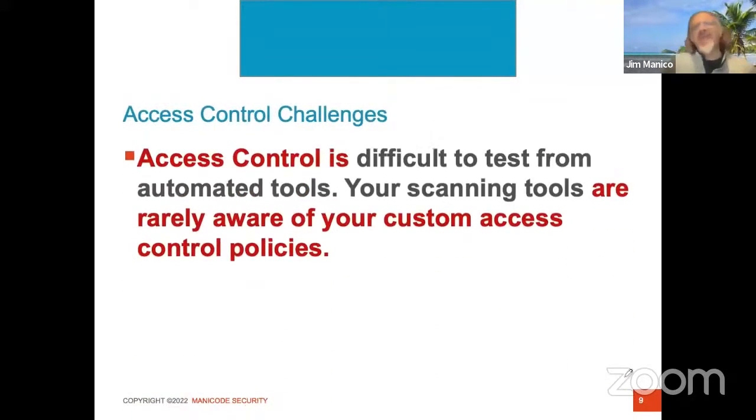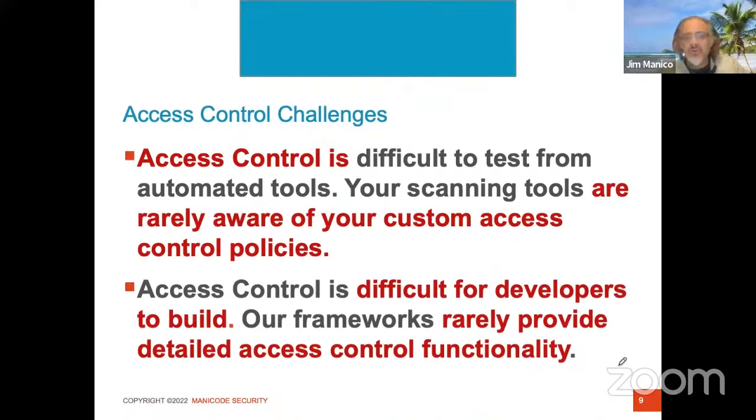Please understand that access control is really difficult to test with an automated tool. One of the main ways we test our applications for security is to run a scanner that scans our application or our code and looks for vulnerabilities. But the problem is our scanning tools are not aware of what your access control policy is. That's the difficulty here. If I look at several different applications, everyone does access control a little bit differently. So how do I know if that feature is for an admin or not? I don't know that, and neither does the scanner. And so a lot of the scanning tools that we rely on are not going to do a good job at finding access control problems.